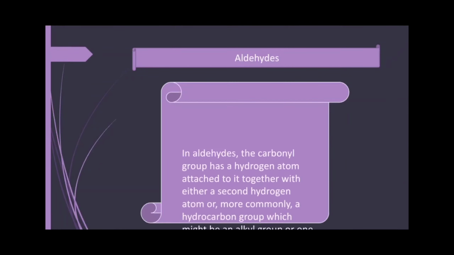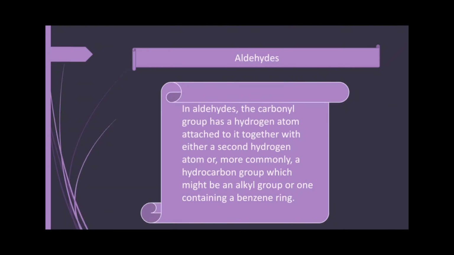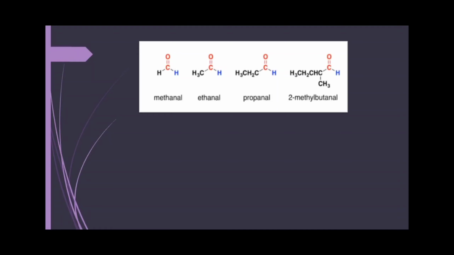Aldehydes. In aldehydes, the carbonyl group has a hydrogen atom attached to it together with either a second hydrogen atom or, more commonly, a hydrocarbon group which might be an alkyl group or one containing a benzene ring. Here are some examples of aldehydes. Notice that these all have exactly the same end to the molecule. All that differs is the complexity of the other group attached.